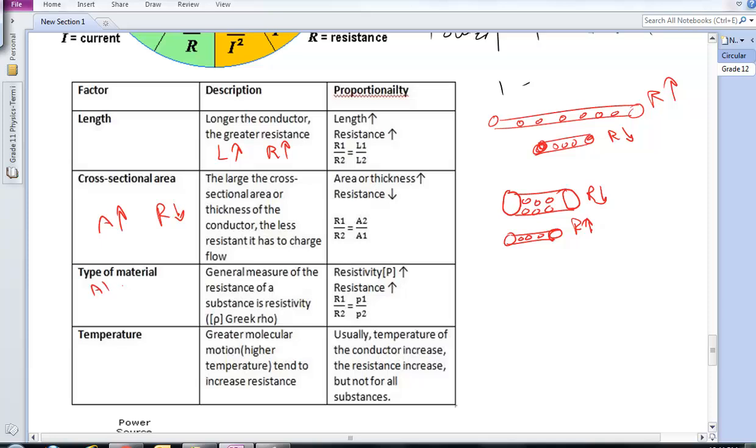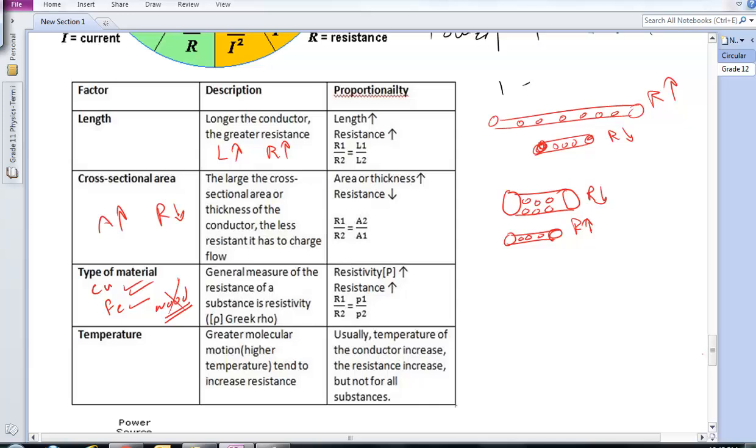Aluminum, for example, is one of the best conductors that we use, while iron is not as good as aluminum. Copper is one of the best conductors, while iron is not as good a conductor as copper, but it is still a conductor. Wood, however, is not a conductor by any means, so it has a huge amount of resistivity.